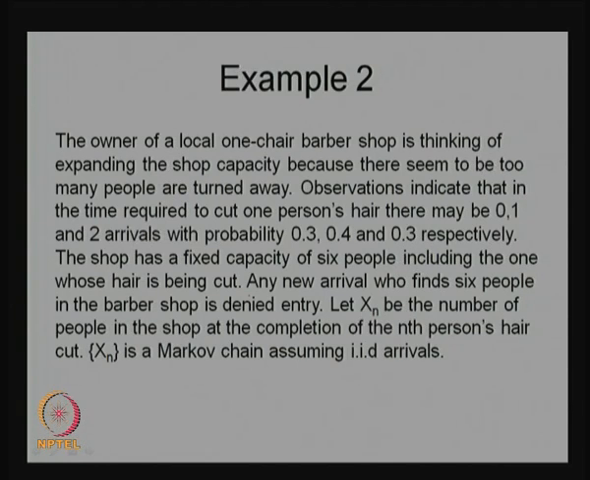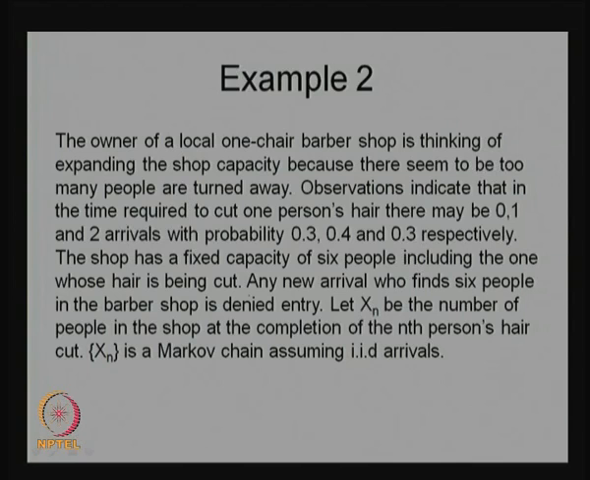The shop has a fixed capacity of 6 people, including the one whose hair is being cut. That means a maximum of 6 people can be allowed in the system. So, 5 people can wait at most and 1 person is under service. Any new arrival who finds 6 people in the barber shop is denied entry. That is the meaning of the capacity of the system being finite with size 6.